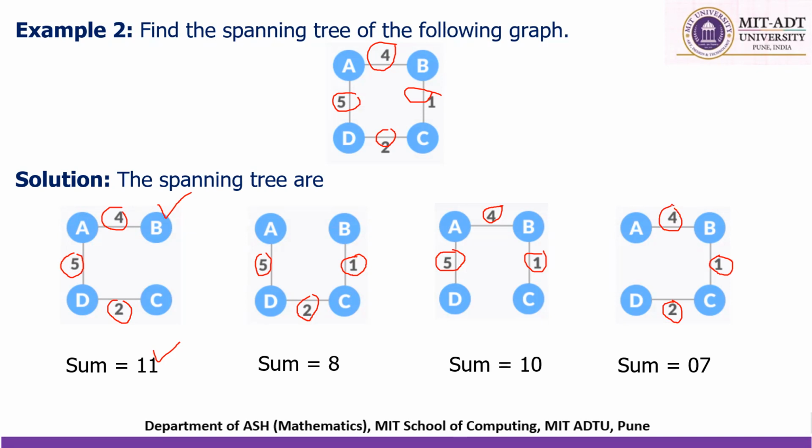So here we were given only one graph. Out of this one graph, we are able to get 4 spanning trees. Out of these 4 spanning trees, which tree has the minimum weight? The fourth tree has the minimum weight. So we can say that it is the minimal spanning tree.